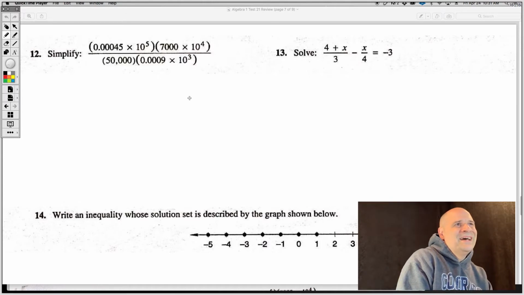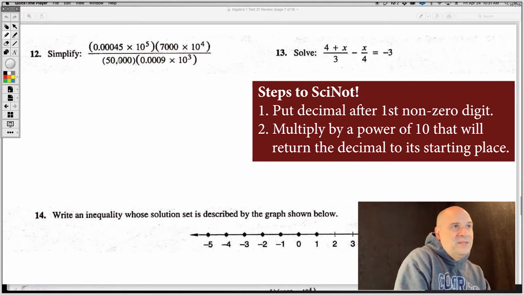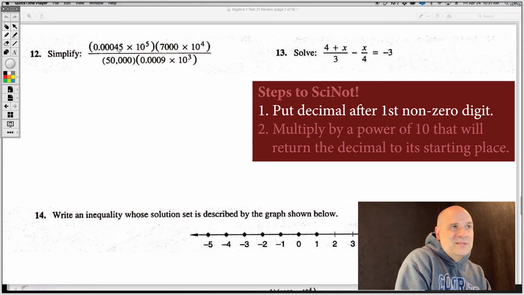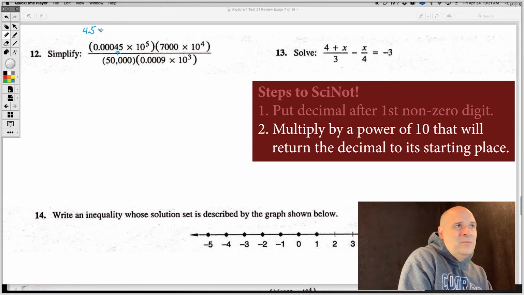All right, well, this guy, I'm gonna ignore this 10 to the fifth right now. It's very important that you ignore it. The first step to putting stuff into scientific notation is to put the decimal after the first non-zero digit, right there. Okay, that's where our first non-zero digit is. So we're gonna go 4.5, all right? But then you have to multiply it by a power of 10 that will bring it back to where it started. So we put it there, now we have to bring it back to there.